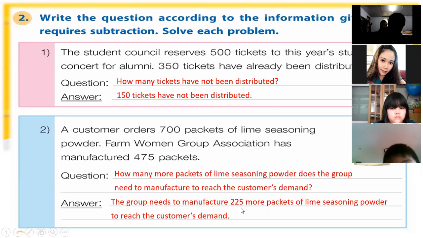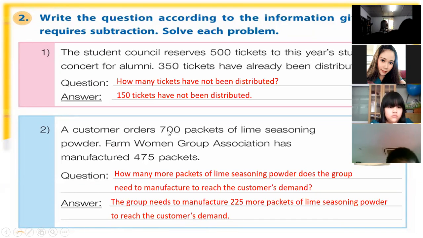225. That is the correct answer. The group needs to manufacture 225 more packets of lamb seasoning powder to reach the customer demand.